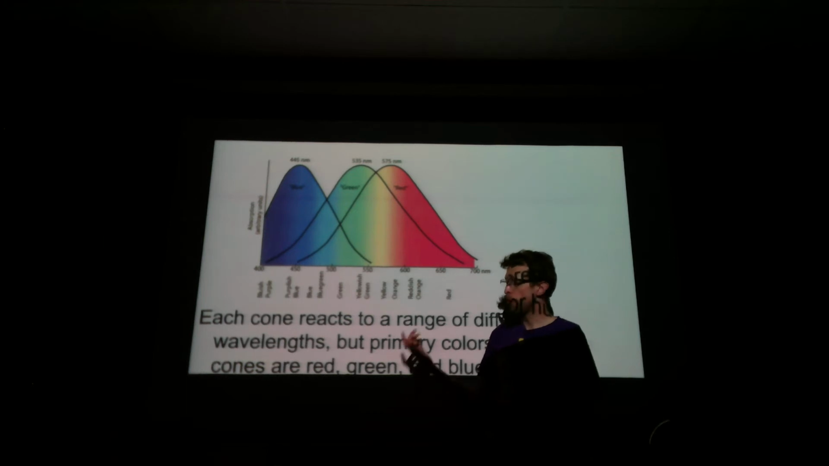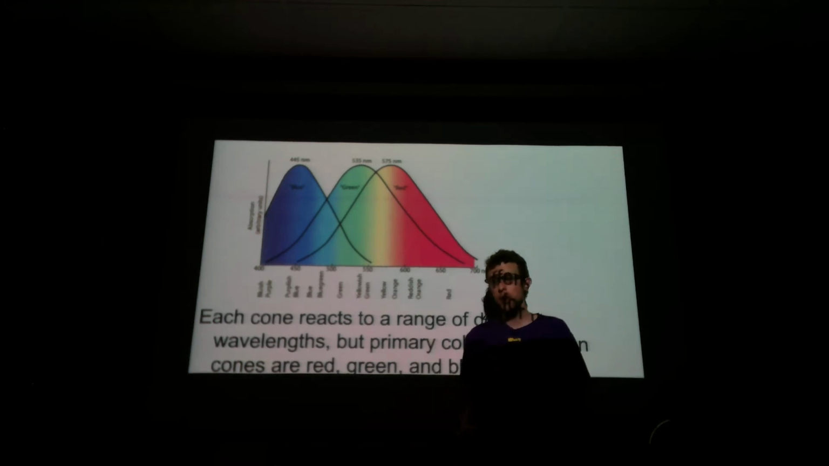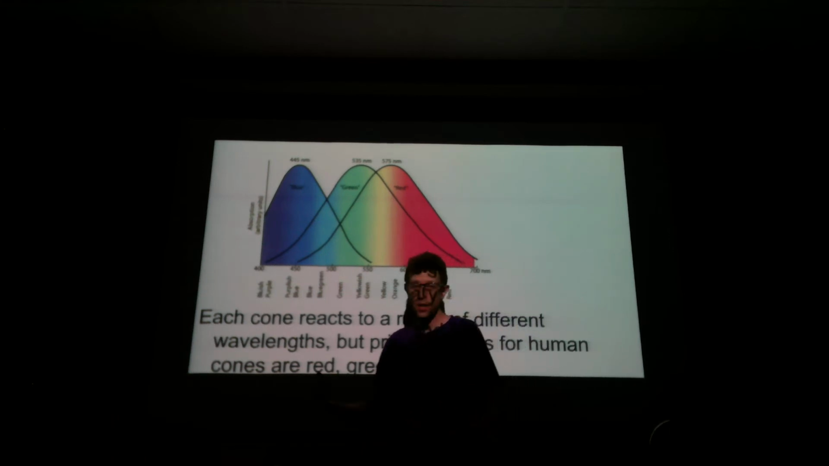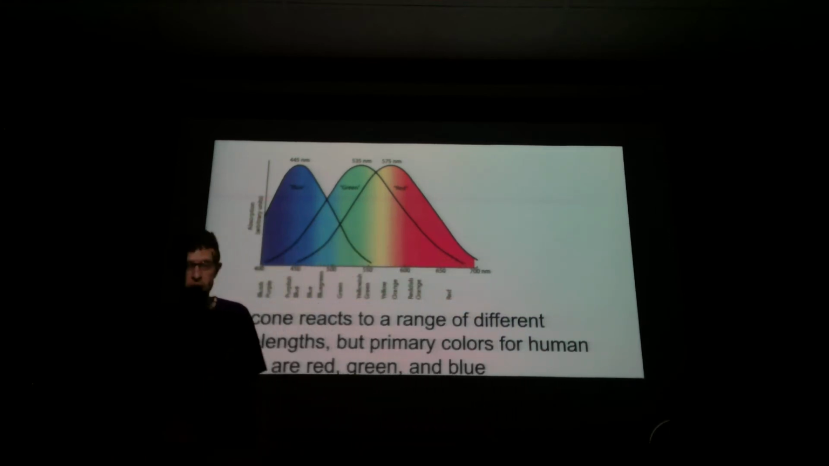Now, we can fool the eye into thinking colors are there by mixing different colors, different amounts of red and green light, to make it think that it's getting the same signal it should when it gets something like yellow.